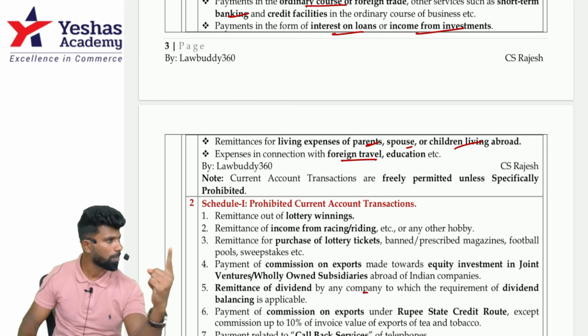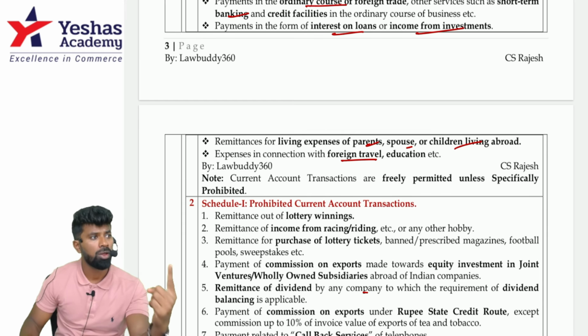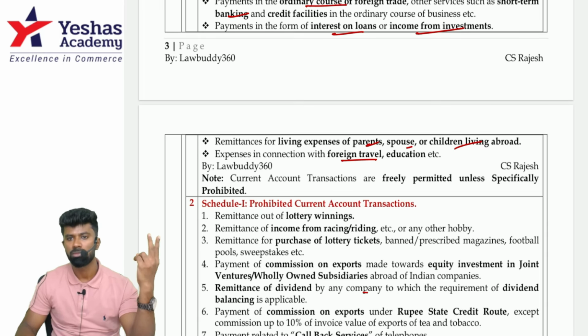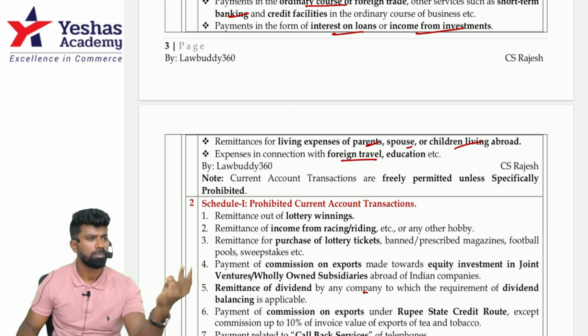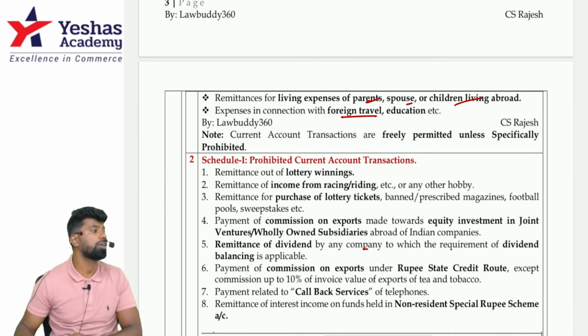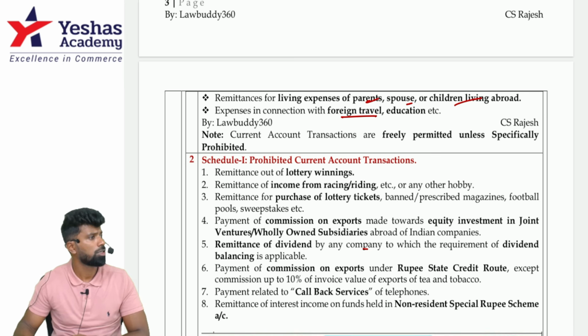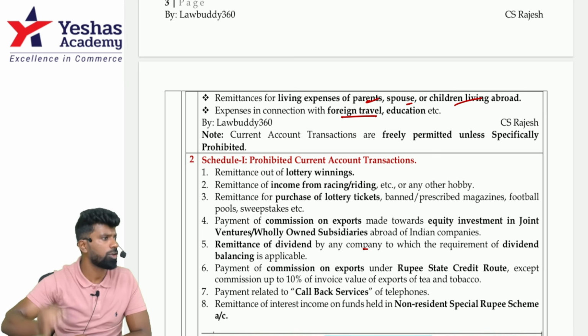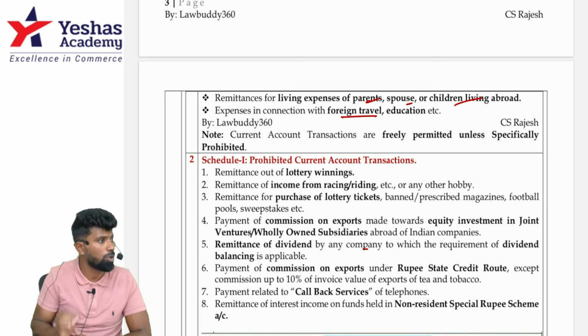Repeat, what is the first schedule? First schedule, prohibited. Second one, permission of whom? Central government. Third one, permission of whom? RBI. Let's start. First one, prohibited current account transactions. If you are a person resident in India, you're not supposed to draw foreign exchange for what purpose?